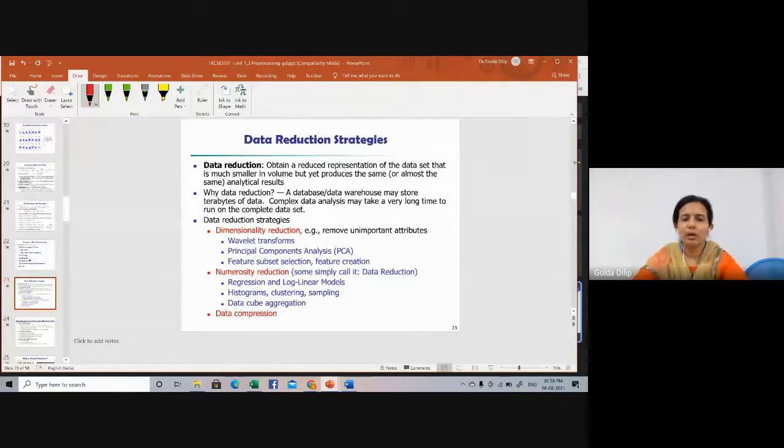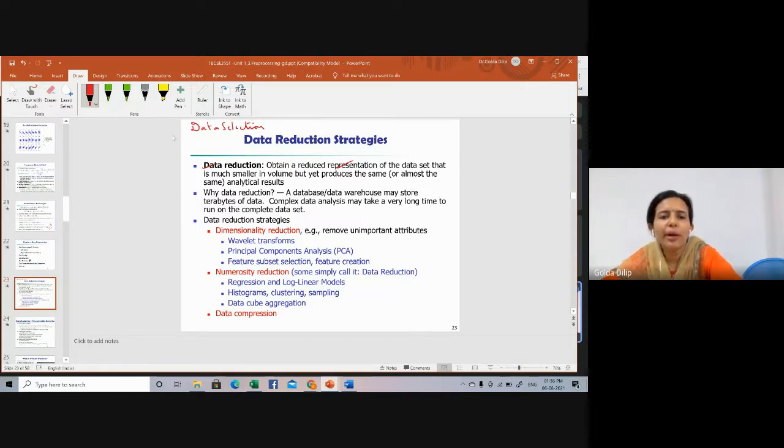So we have data selection by applying some data reduction strategies. This is the third step involved. What is data reduction all about? Data reduction is all about obtaining a reduced representation of the data that's much smaller in volume, but still produces the same result.